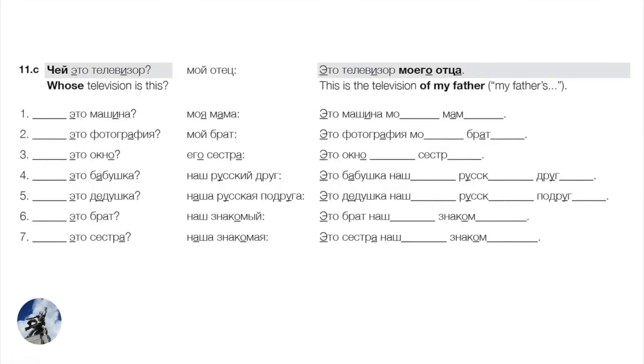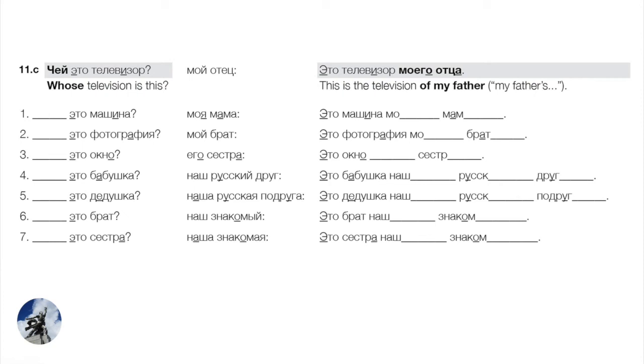Okay, let's do some more examples with whose whatever is this, and now let's put the phrase into the genitive to express possession. Чья это машина? Whose car is this? Okay, let's take моя мама. We want to say this is the car of my mom. Это машина моей мамы. Моей мамы. By the way, we skipped the example. Чей это телевизор? Это телевизор моего отца.